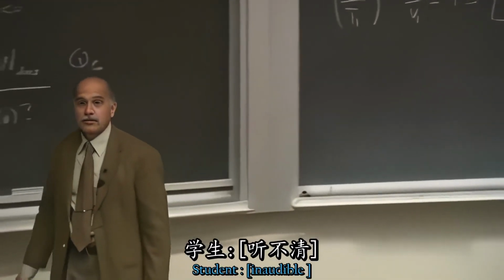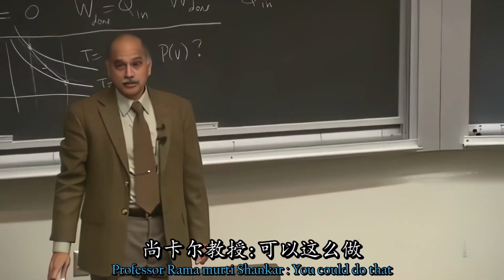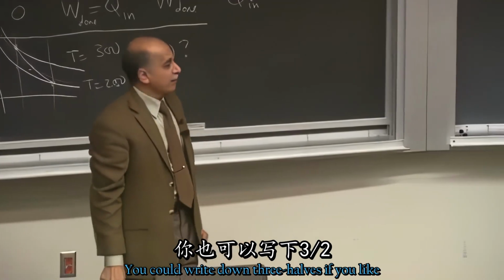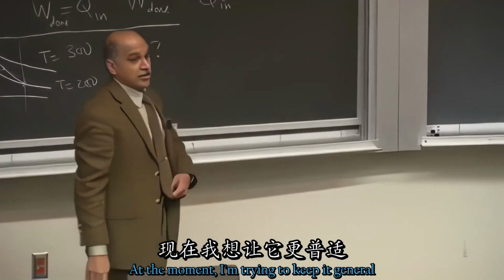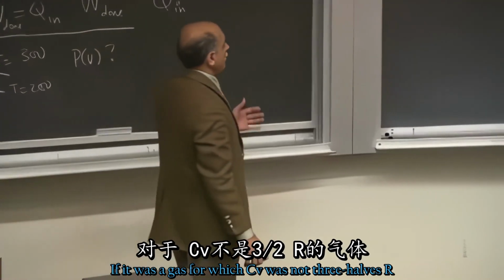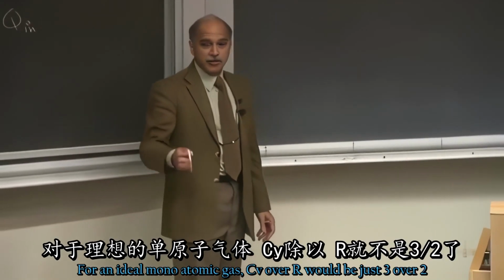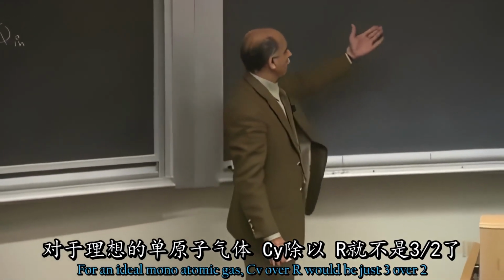Yes? For CV over R, can we just say 3 halves? You could do that. That's correct. You could write down 3 halves if you like. At the moment, I'm trying to keep it general. If it was a gas for which CV was not 3 halves R, all of this would still be true. But he's quite right. For an ideal monoatomic gas, CV over R would be just 3 over 2.